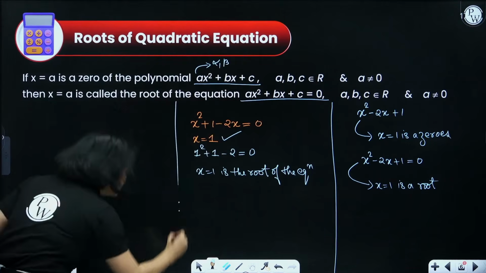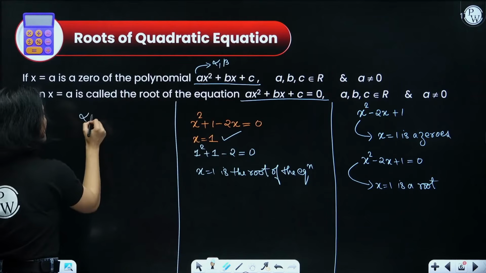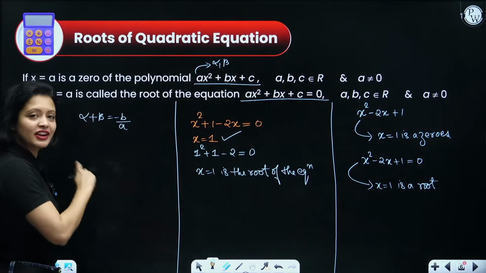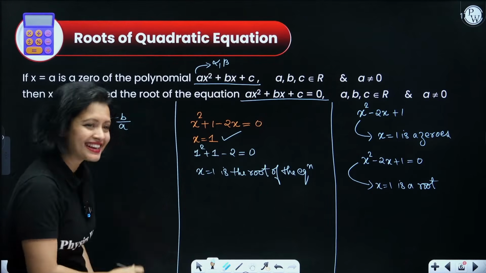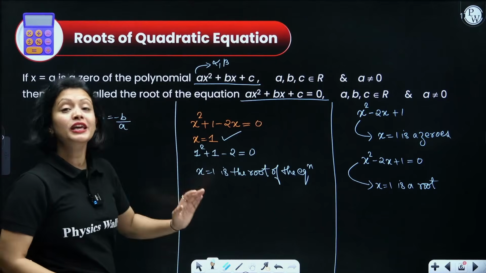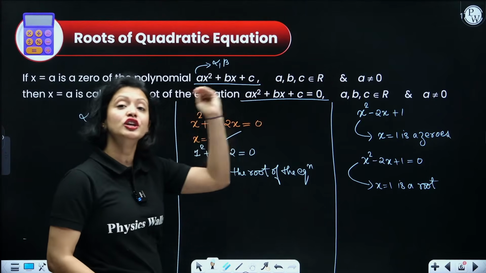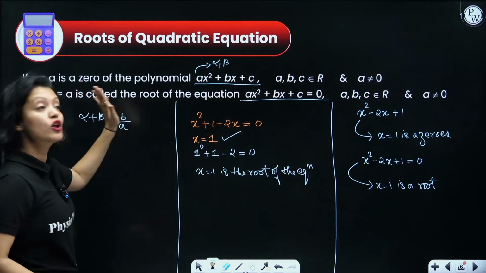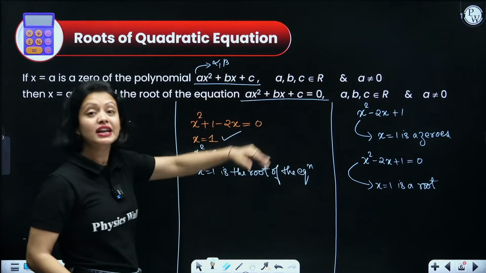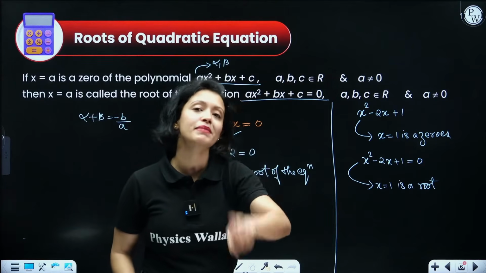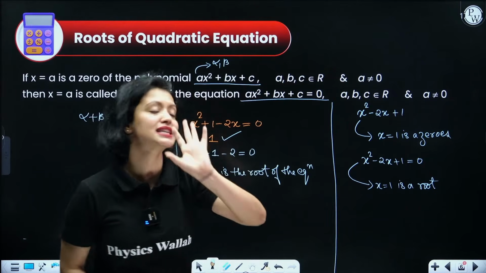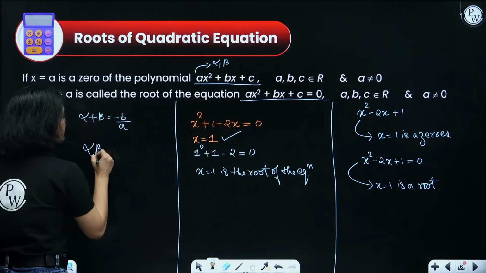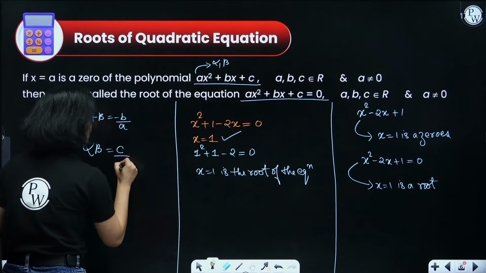So we already know that alpha plus beta would be equal to minus b by a. Do you remember the relationship part in polynomials, right? The sum of the zeros would be equal to minus coefficient of x over coefficient of x square. Now this is also true for a quadratic equation written in standard form. Remember, for a quadratic equation written in standard form, alpha plus beta would be equal to minus b by a and alpha beta would be equal to c by a.